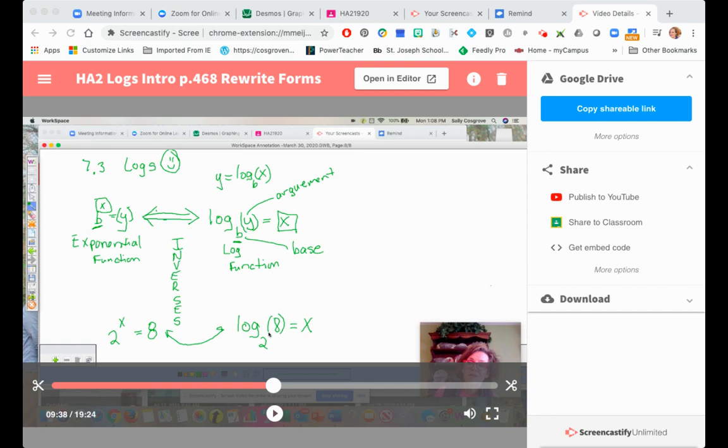And now right off the bat, you're like, what the heck? Where's the exponent over here? Well, we don't see it. So what is an understood exponent? It's 1. There we go.